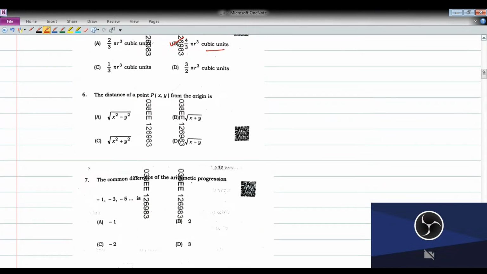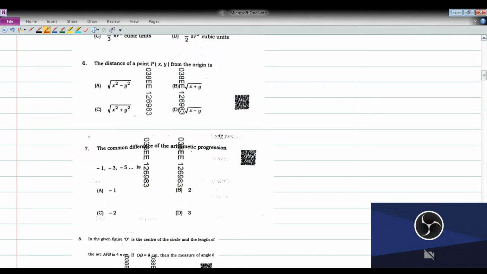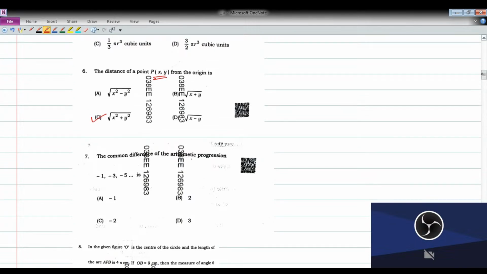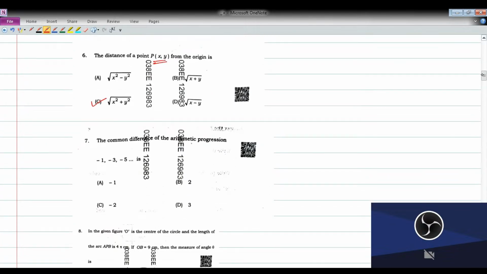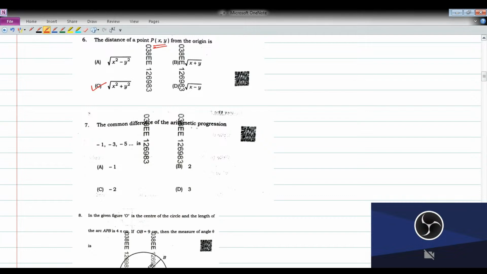The distance of a point P(x, y) from the origin. So that is a very easy and direct question. The distance of a point from the origin is the square root of x square plus y square, which is the correct answer.